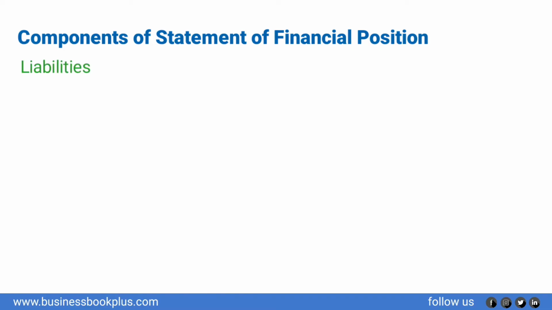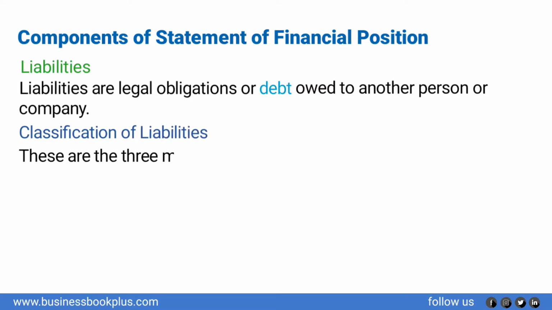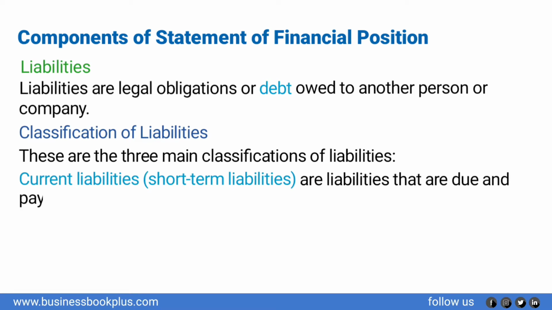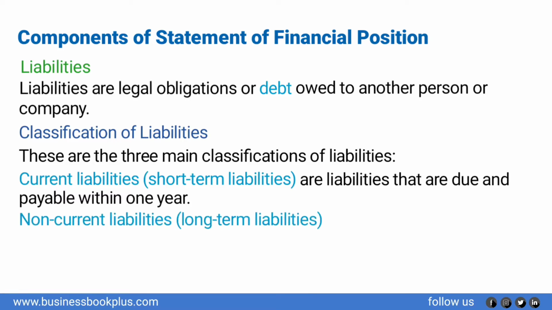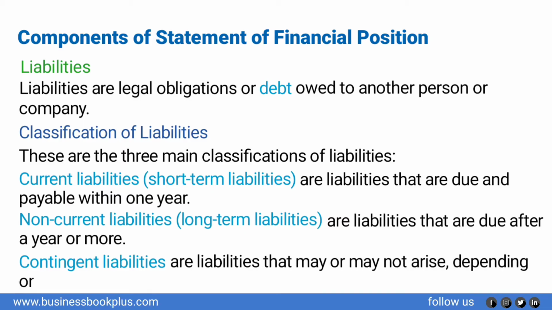Liabilities. Liabilities are legal obligations or debt owed to another person or company. Classification of liabilities. There are three main classifications of liabilities. Current liabilities or short-term liabilities are liabilities that are due and payable within 1 year. Non-current liabilities or long-term liabilities are liabilities that are due after a year or more. Contingent liabilities are liabilities that may or may not arise depending on a certain event.